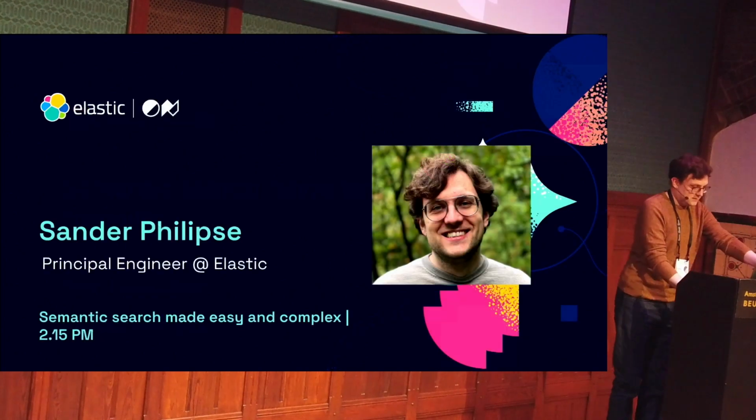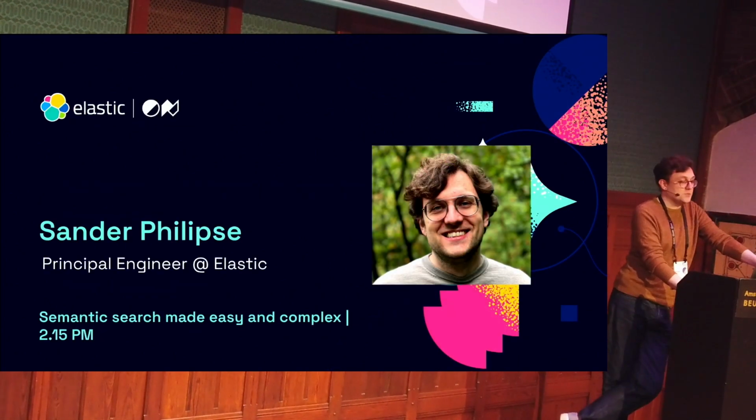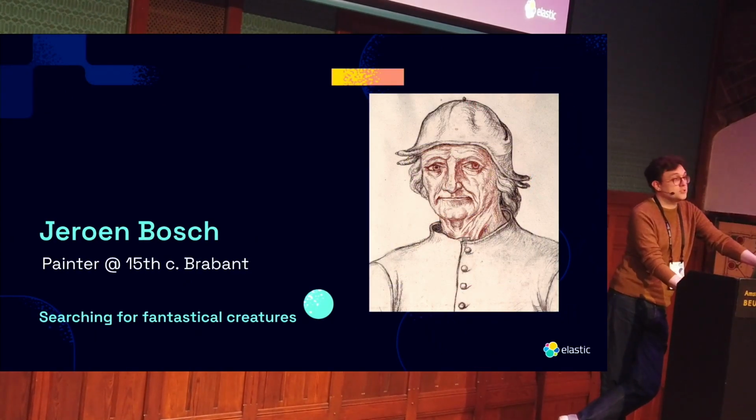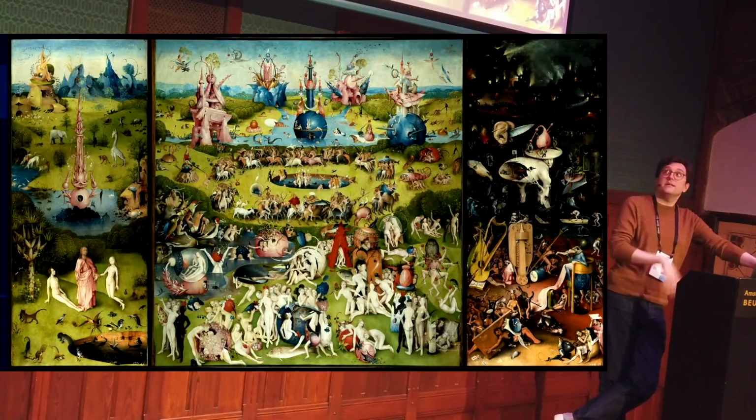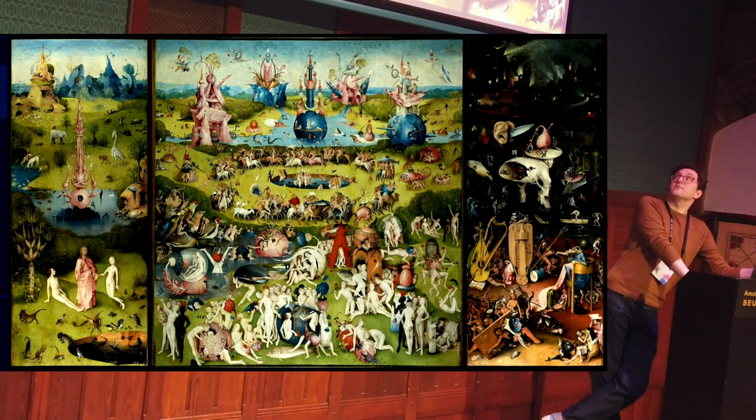Yeah, so this is me. This is the title of my talk. I'm a principal engineer on the search solutions team. And this is Jeroen Bos, a 15th century painter from the south of this country who liked fantastical creatures and will be joining us for a bit of this journey. This is the type of painting he made, which is bizarre and amazing. I think this one is in Madrid, in the Prado. But yeah, I love these paintings.